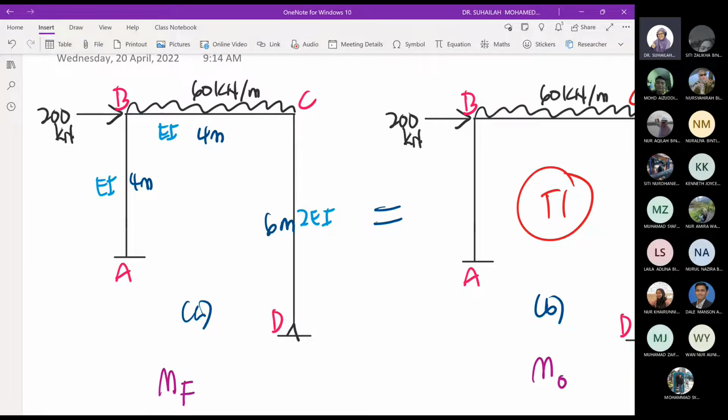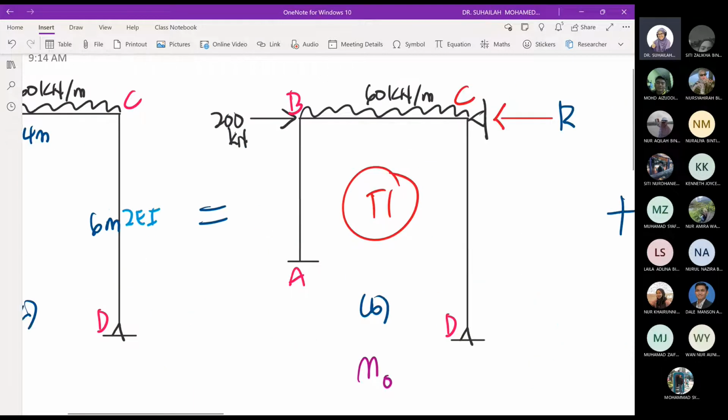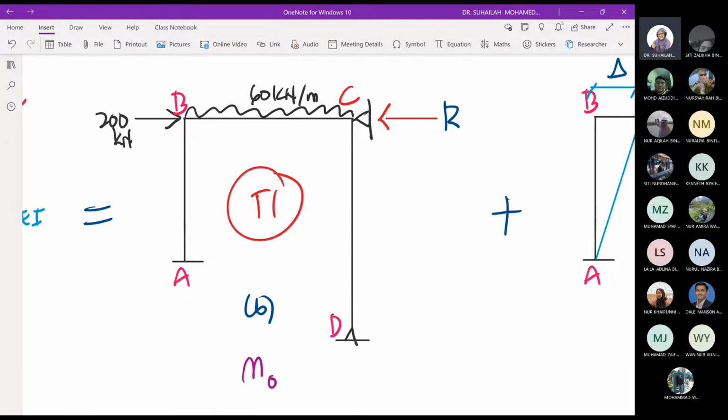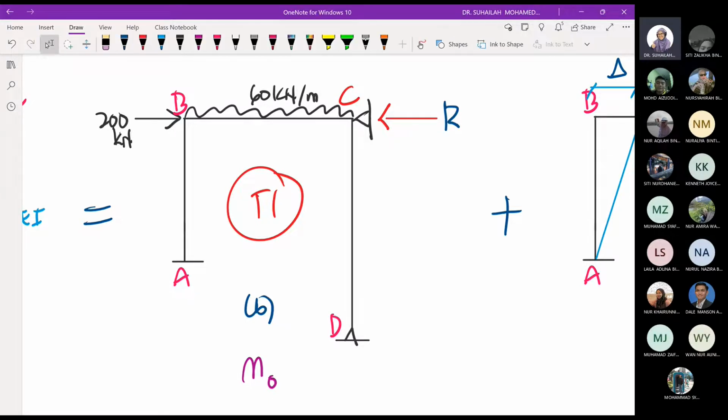Unrestrained means we put a roller, we put a support to become some sort of wall, to restrain the frame from moving. That means at B and C, when we have a support like this, support C, we have to know the definition of properly restrained. Properly restrained means this.